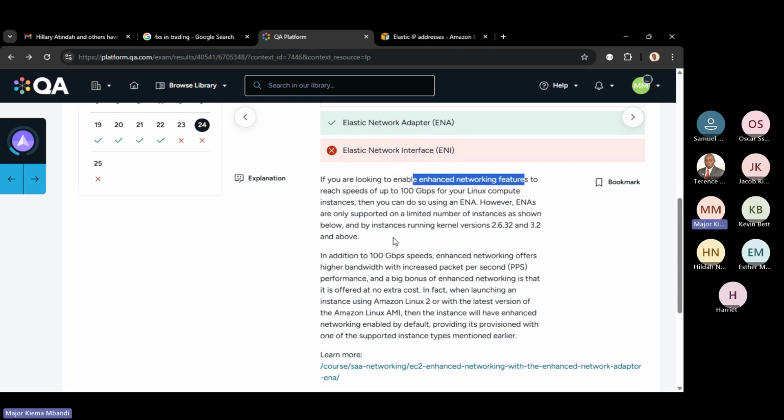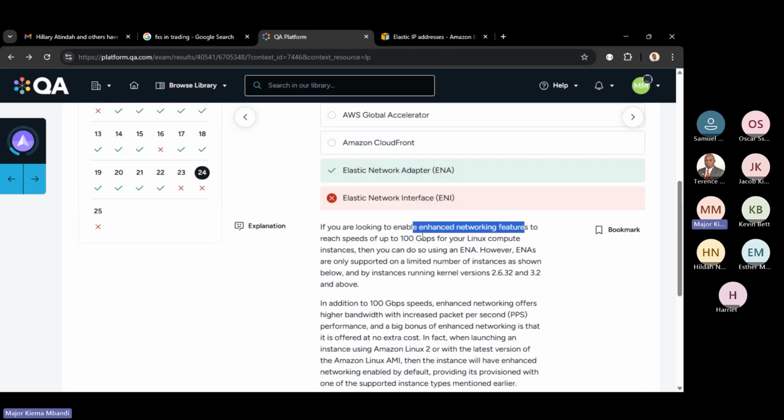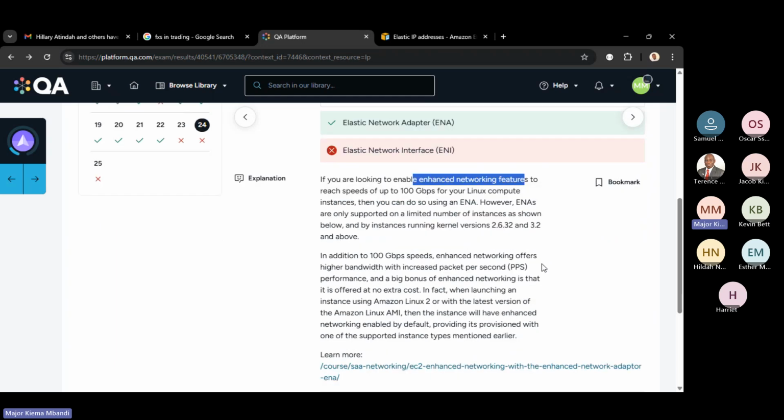But another important thing is that it's not supported for all instances. There are some selected, but they won't ask you about this. Mostly they'll ask you about the features, about speed or enhanced networking features. I noticed it's only for Linux, the Linux AMI running 2.6 and above, with increased packets per second and high networking characteristics rather than the Elastic Network Interface. The ENI is the default that we normally use, but now if you need more, you can go for Elastic Network Adapter.